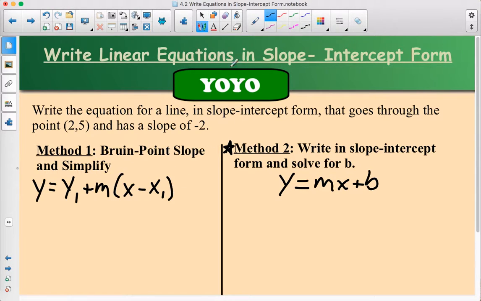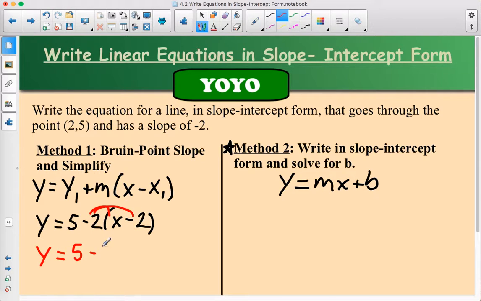I substituted my values. It would look like y is 5 to start, because that's my y-coordinate. My slope is negative 2, so I go down 2 over 1 for every x past 2. This 2 came from the fact that my x-coordinate of my point was 2. Now I just need to simplify. Distribute my negative 2. I get y equals 5 minus 2x. Negative 2 times a negative 2 is a 4, so I write plus 4.